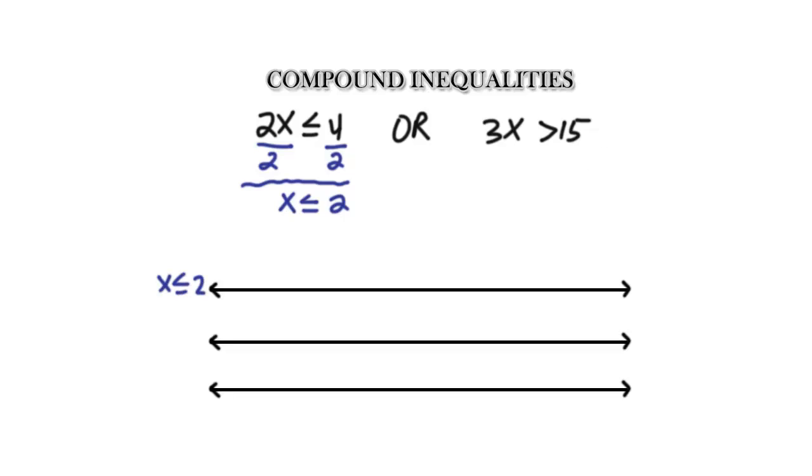And then let's do this out here. Again, it's a one-step inequality, so we'll divide both sides by 3, and this comes out pretty nice: x is greater than 5. Again, we're separating the two inequalities here using the word or, and remember, or is the union, the combined regions.